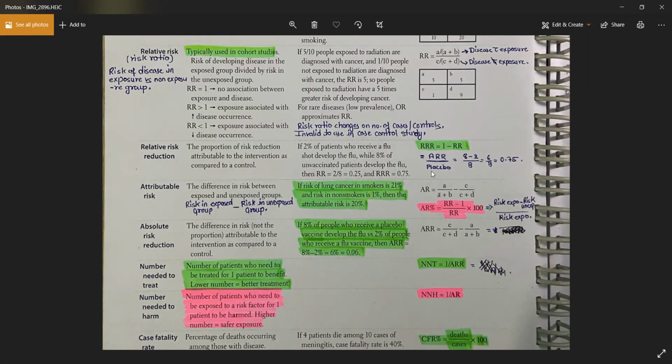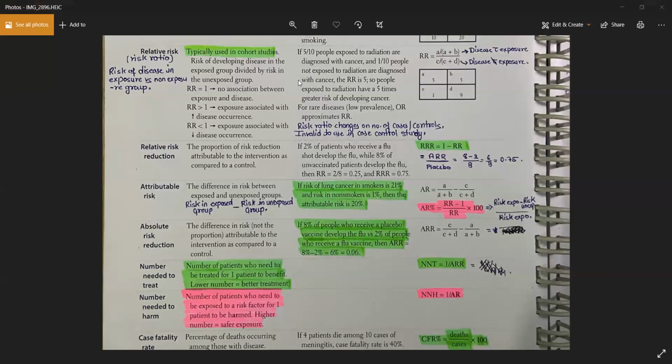Okay, for example, if 2% of the patients who receive a flu shot develop the flu, which means out of 100 individuals who got the flu shot, 2 individuals got the disease. Okay, and out of 100 patients who do not get the flu shot, 8 individuals got the disease. So what is the risk reduction? This would be 2 by 8. How can you say that? Let me make a table for you.